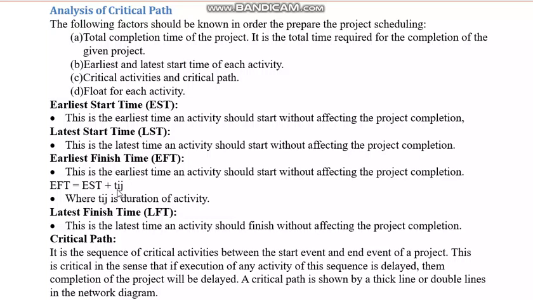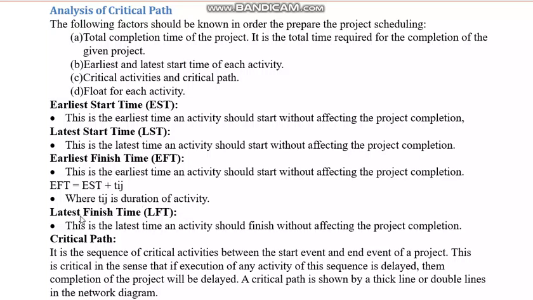T stands for time, and I and J, this should be in suffix actually. I can be 1, J can be 2. That means, from one event to second event, the activity time is T, like that it is. Okay, suppose your study time is 2 hours. This will be 2 hours, and the earliest start time is 5 o'clock. 5 plus 2, that means 7 will be the earliest finish time. Okay, now what is Tij? Tij is the duration of activity.